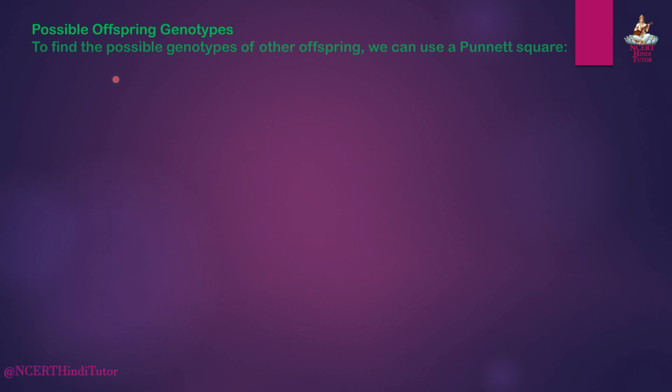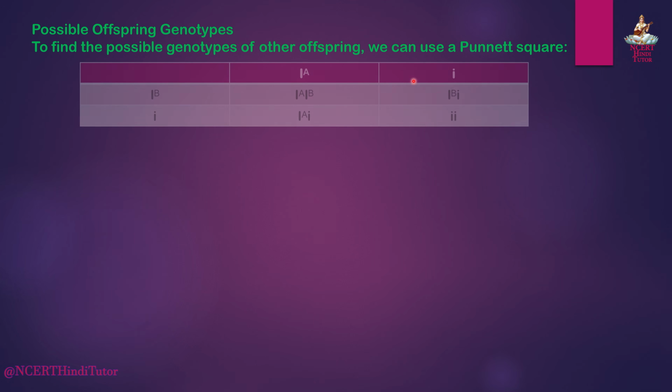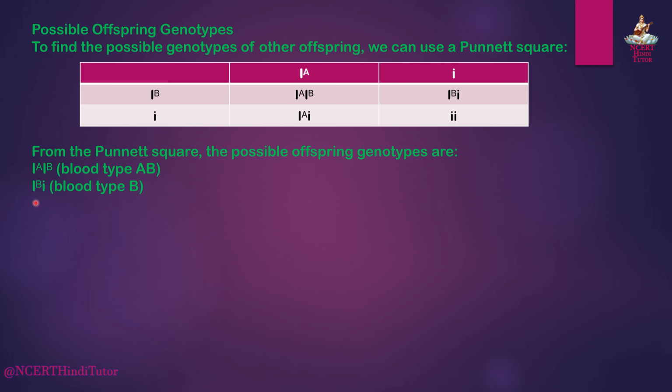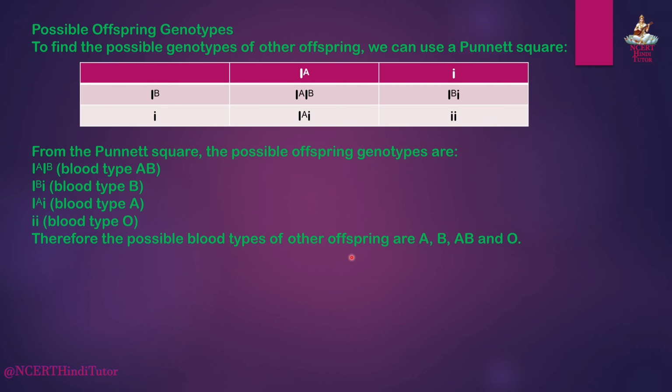Possible offspring genotypes. To find the possible genotypes of other offspring, we can use a Punnett square. From the Punnett square, the possible offspring genotypes are Ia Ib, blood type AB; Ib i, blood type B; Ia i, blood type A; and ii, blood type O. Therefore, the possible blood types of other offspring are A, B, AB and O.